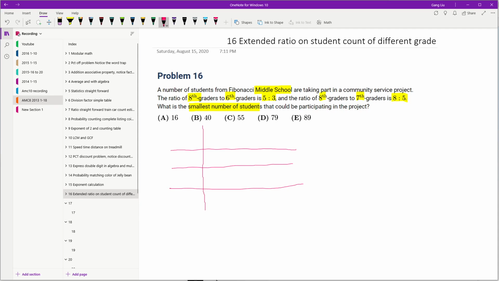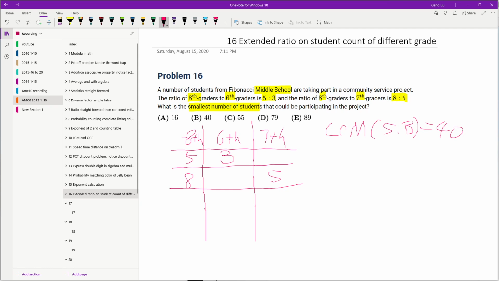So we have eighth grader to sixth grader. That's going to be 5 to 3. And eighth grader to seventh grader is going to be 8 to 5. And so we're going to take the LCM of 5 and 8, which equals 40.